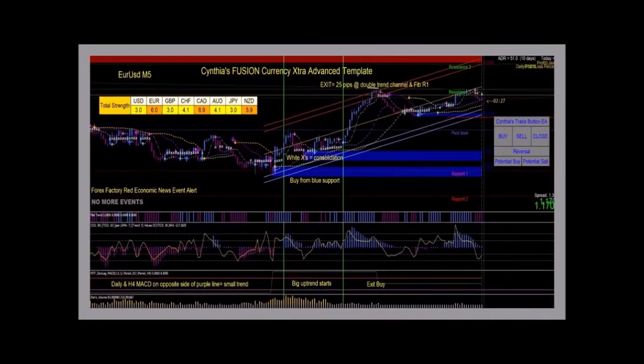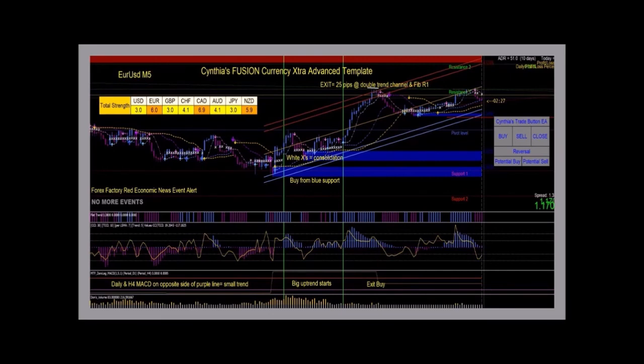So here are the red and the blue zones, which are supply and demand zones, which the professional traders use to trade between. So we always buy from the blue support, and then when price reaches the red resistance zone, we can sell or take profit.